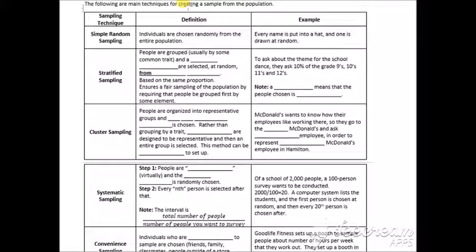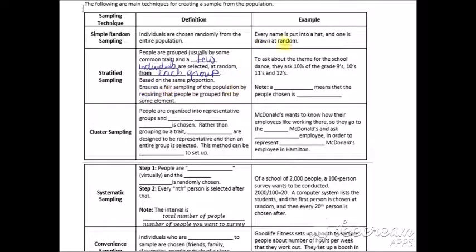Okay, stratified sampling. People are grouped usually by a common trait, and a few individuals are selected from each group. Okay, based on the same proportion. This ensures a fair sampling of the population by requiring that people be grouped first by some element.